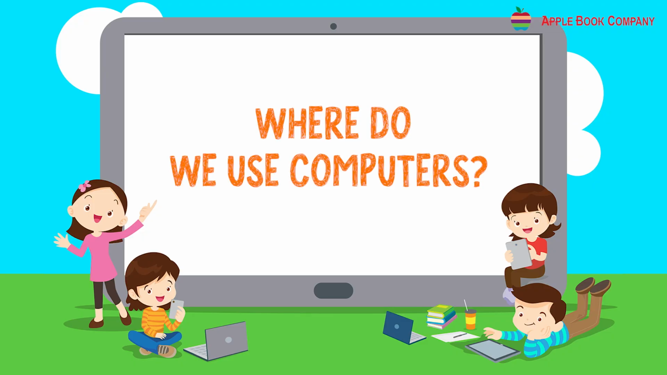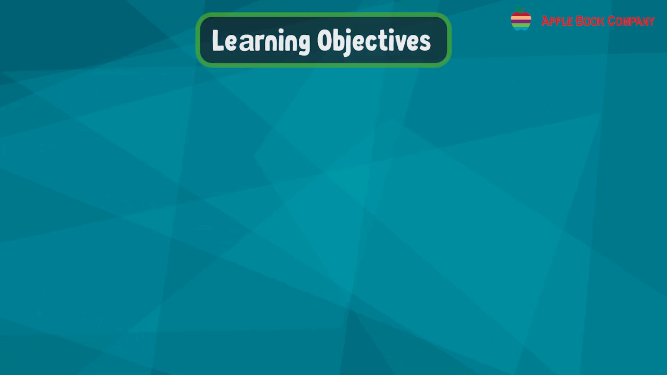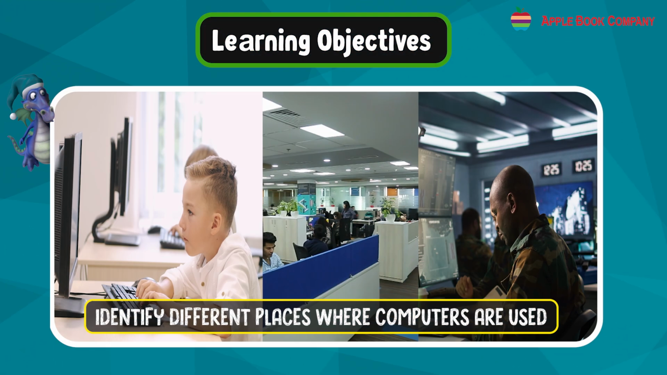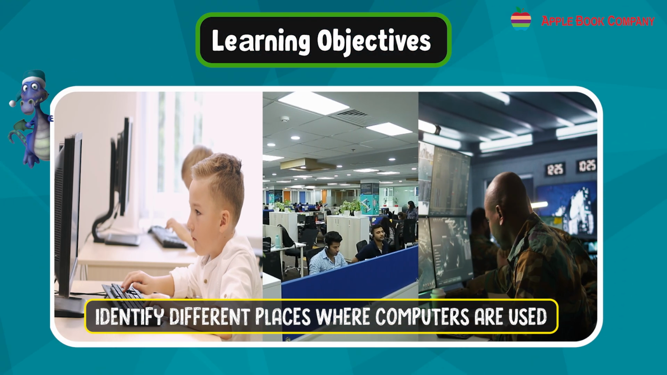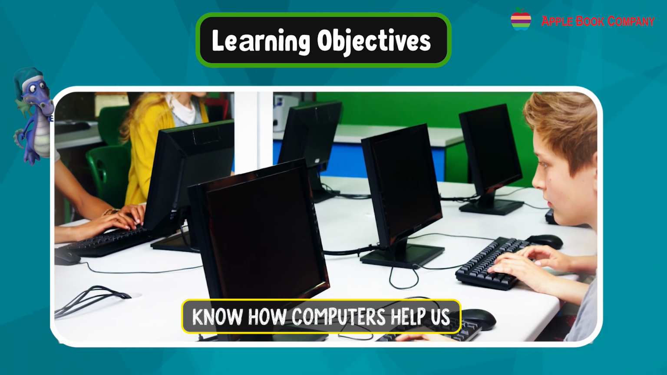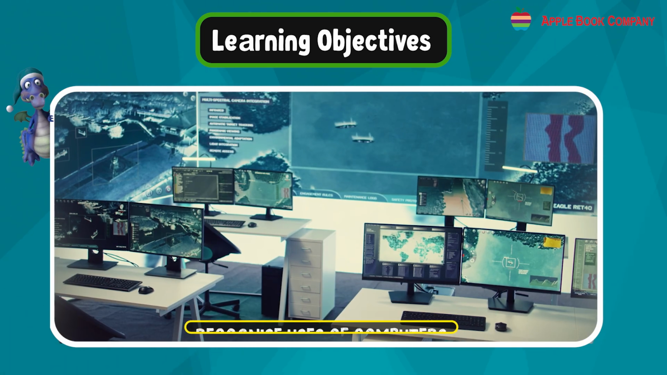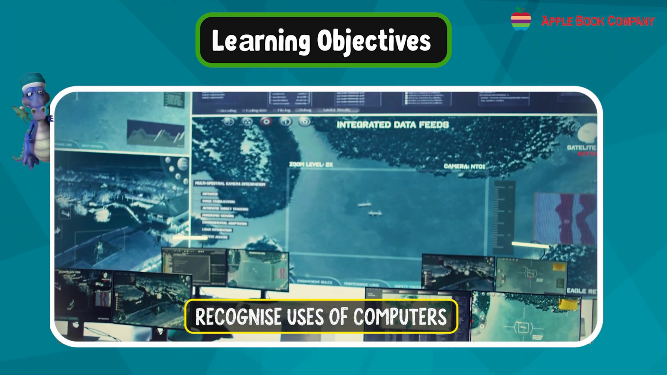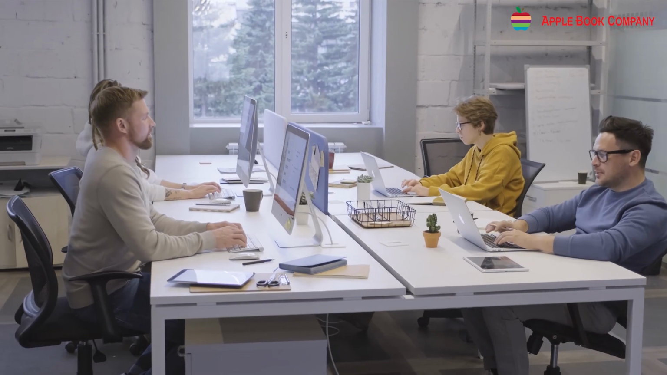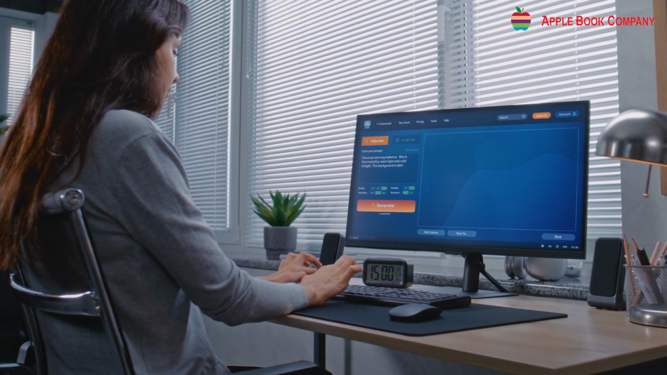Where do we use computers? First, let's learn the objectives. Identify different places where computers are used. Know how computers help us. Recognize uses of computers. Computers are used everywhere. They help us in many ways.